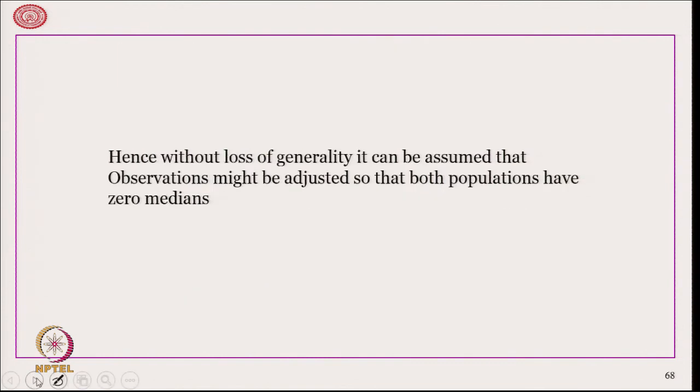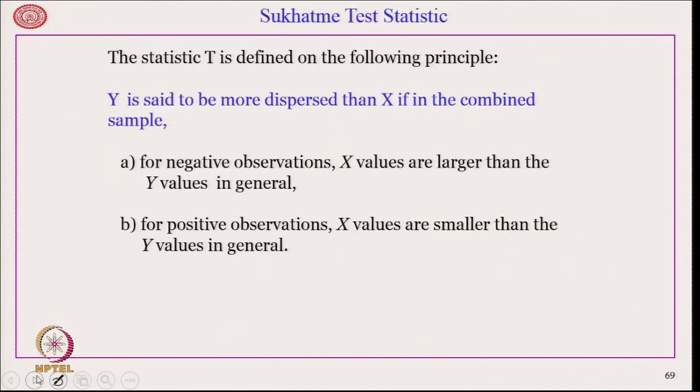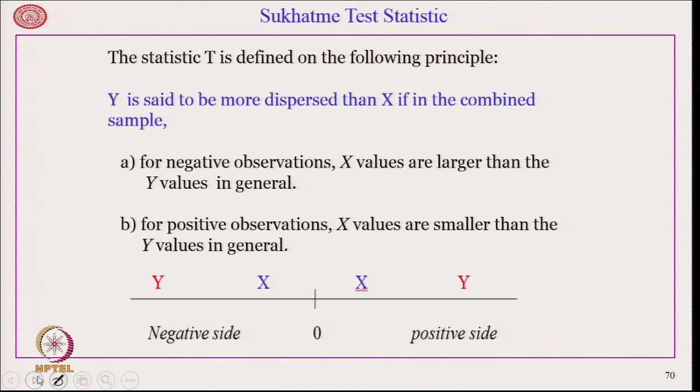So, without loss of generality, we assume that the observations will be adjusted so that both the populations have 0 median. The statistic T is defined on the following principle: y is said to be more dispersed than x if, in the combined sample, for negative observations x values are larger than the y values, and for positive observations x values are generally smaller than y values. That means, if we look at the diagram, values are spread on the negative side and positive side of 0. y is said to be more dispersed, or of higher spread, because the more outer values are y, but the central values are from x. We notice that on the positive side x values are smaller than y, but on the negative side x values are bigger than y.